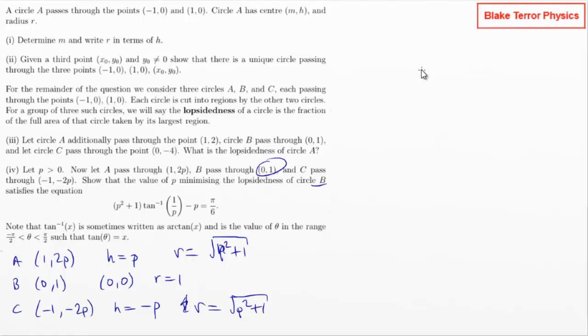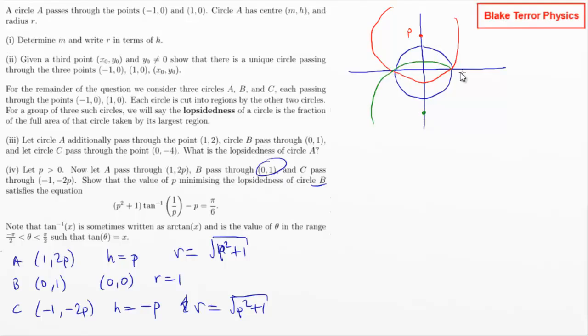Okay, so let's do a little sketch then. Y-axis, x-axis, that's our B going in the middle between 0 and 1. And then we're going to have A up this end, which will go through here and round. That's at p. And then we'll have C opposite going through there and round. And we want to minimize the lopsidedness of B. So we want to have the smallest largest area.